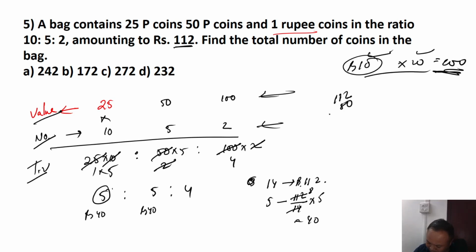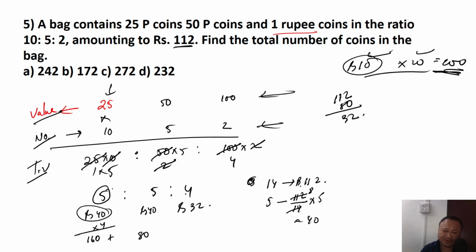So the 25 paisa coin has 40 rupees, which is 160 coins. The 50 paisa coin gives 80 coins. The rupee coin gives 32 coins. 160 plus 80 plus 32 is 272.